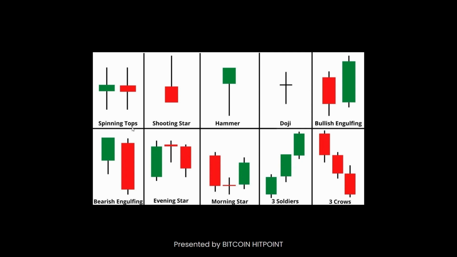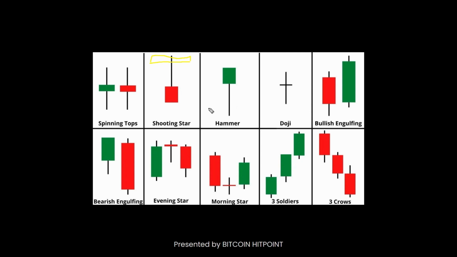But this is what a spinning top would look like. This is what a shooting star would look like. Now this is a bearish confirmation. This is a bearish candle. So if you see a shooting star forming on your resistance zone, this can be one of the keys to get into a trade.